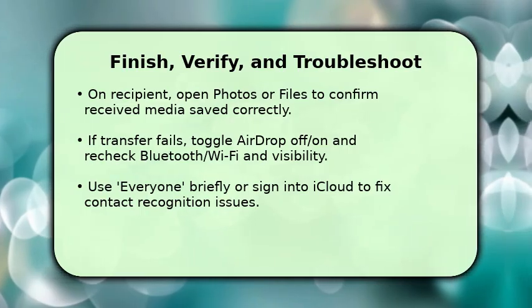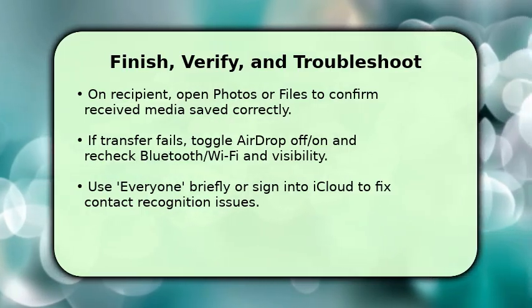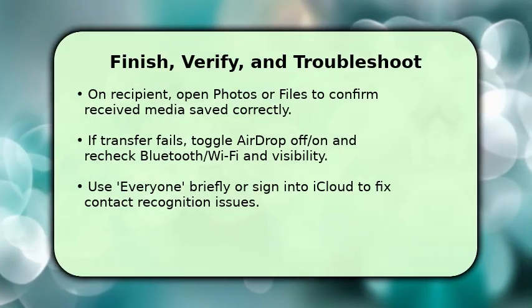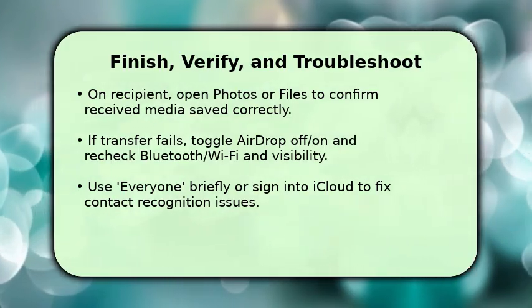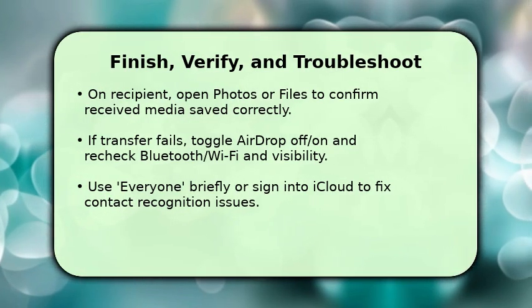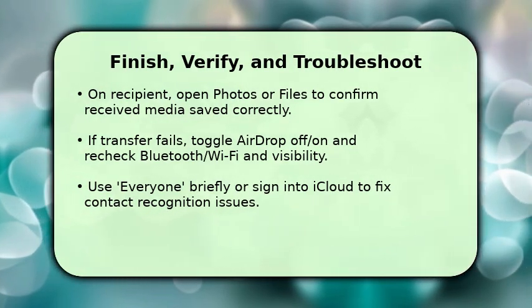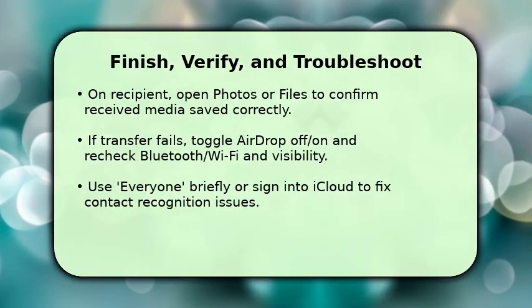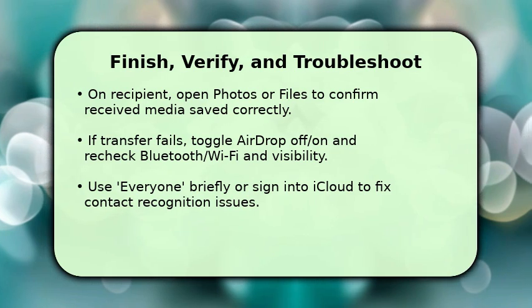If something goes wrong, first toggle AirDrop off and on, then confirm Bluetooth and Wi-Fi remain enabled and both devices are unlocked. If contacts aren't appearing, switch AirDrop to everyone briefly or sign into iCloud so contacts only can match. Reattempt the send after these checks. Most failures are range, sleep, or visibility.